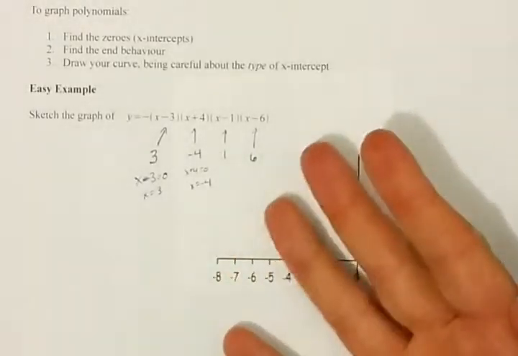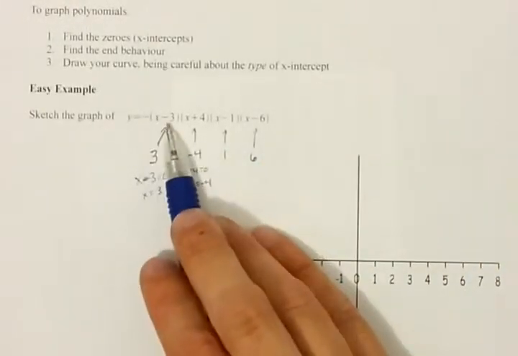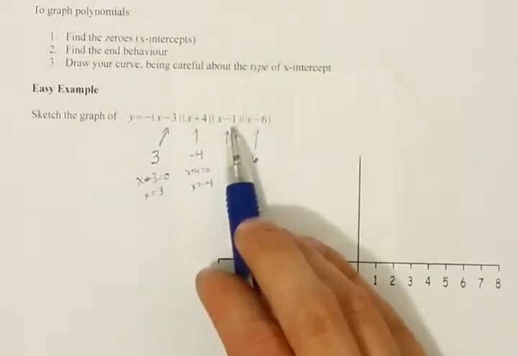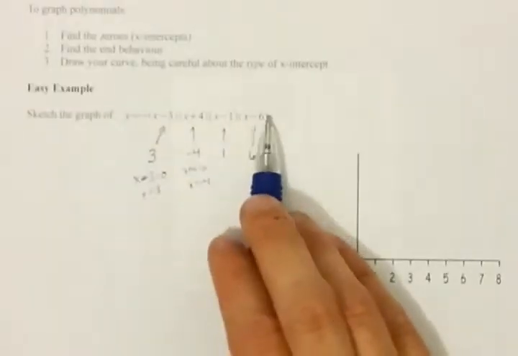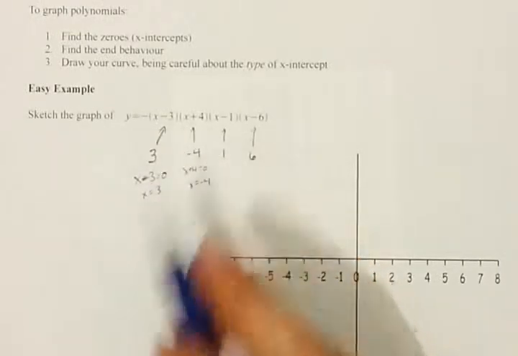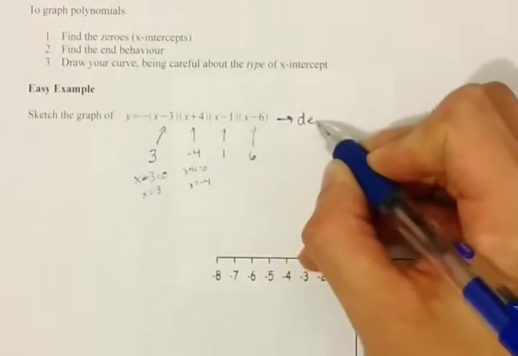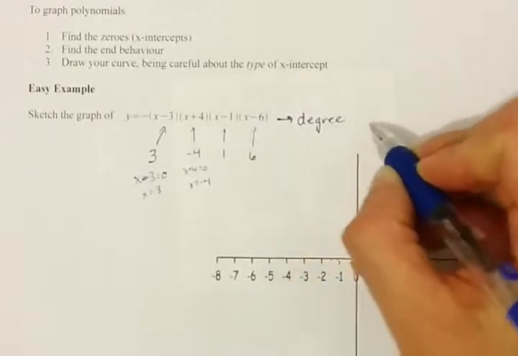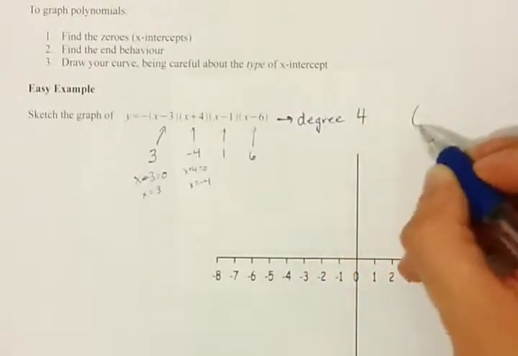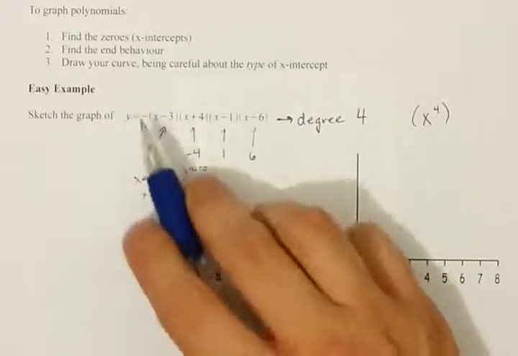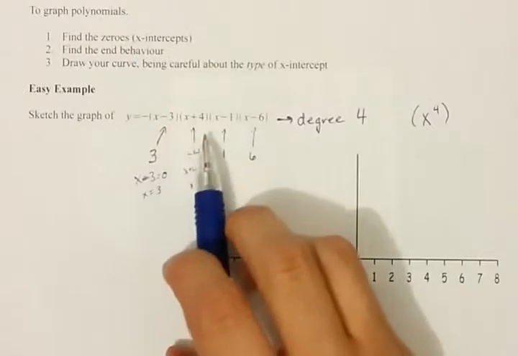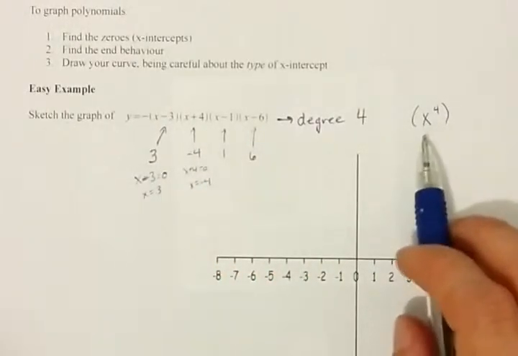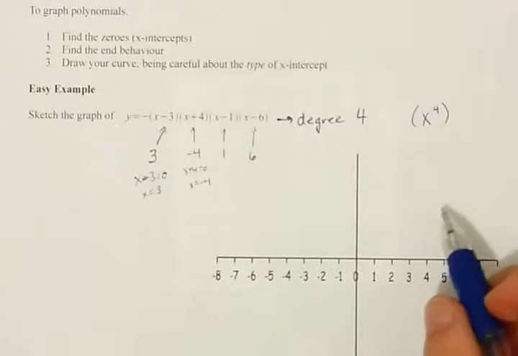Now, I have 4 terms. This is x minus 3 to the power of 1, x plus 4 to the power of 1, x minus 1 to the power of 1, and x minus 6 to the power of 1. That's 4 terms, all with an exponent of 1. If I multiplied this out, I would end up with a degree of 4. I would get an x to the 4. If you want to FOIL these out yourself, you can, but you can trust me in that x times x times x times x gives you x to the 4, and then there are other terms that follow it.